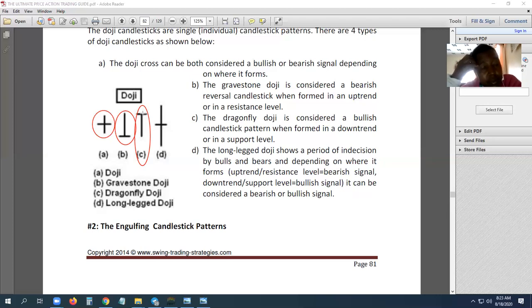Now, the psychology behind this candle is there's a lot of pressure from buyers. That's why when sellers tried to go down, buyers came back and said, no, no, no. They pushed price up.